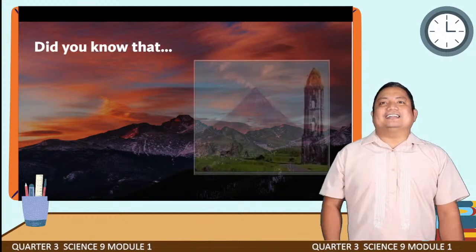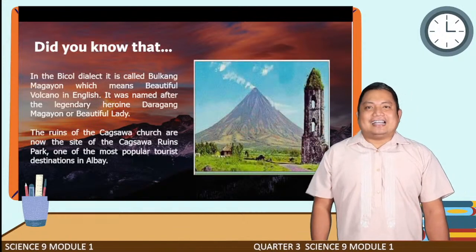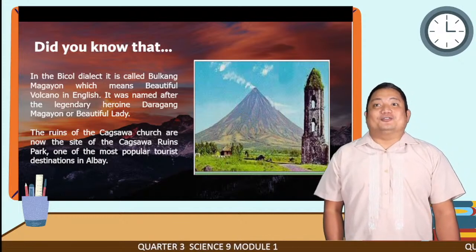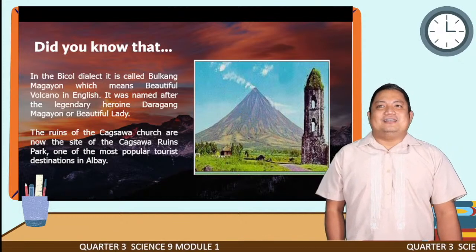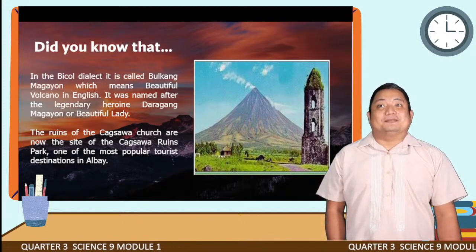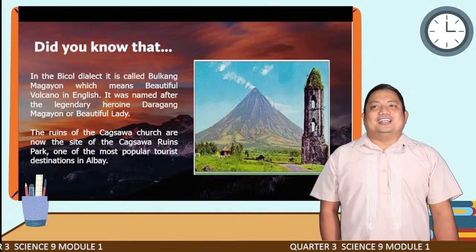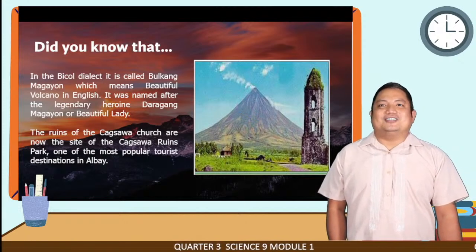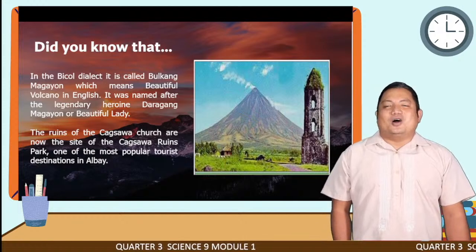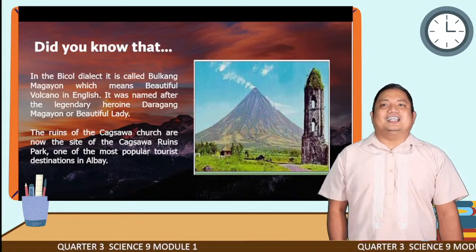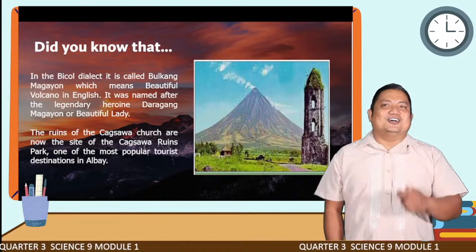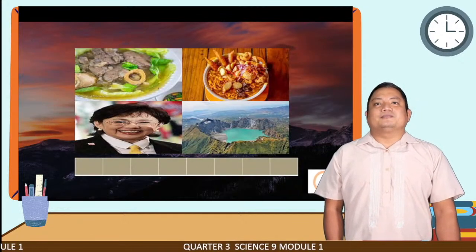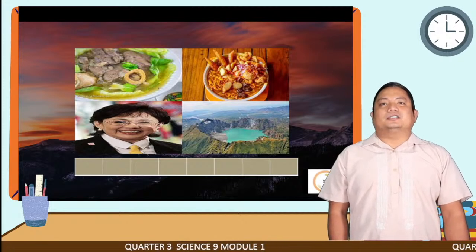Did you know that in the Bicol dialect it is called Bulkang Magayon, which means beautiful volcano in English? It was named after the legendary heroine Dragang Magayon, or beautiful lady. The ruins of the Kagsawaw Church are now the site of the Kagsawaw Ruins Park, one of the most popular tourist destinations in Albay. Now you know. Next, another 5 seconds to interpret and depict the picture.